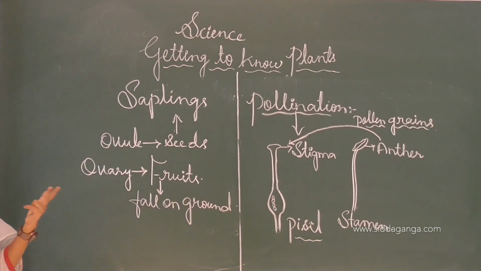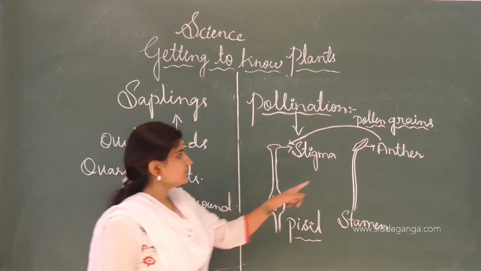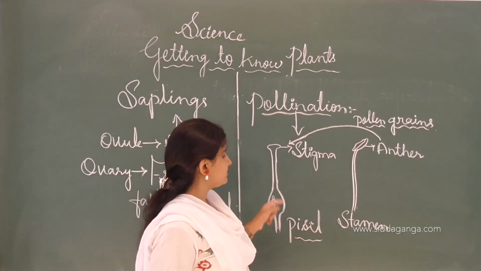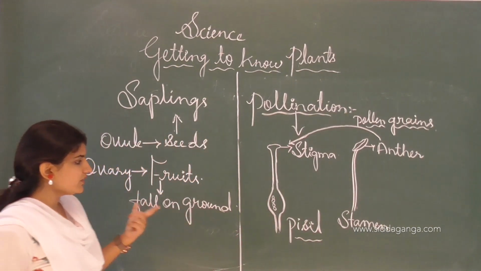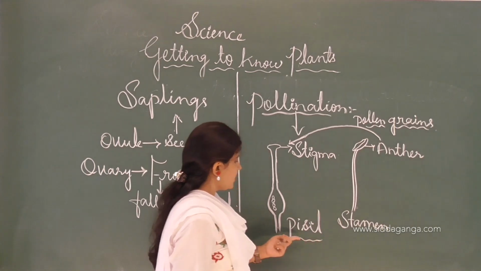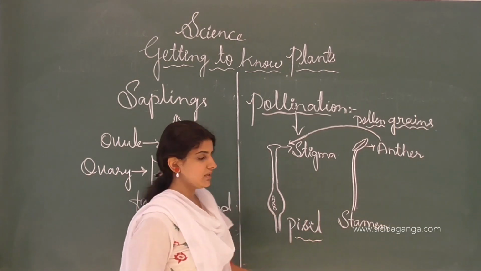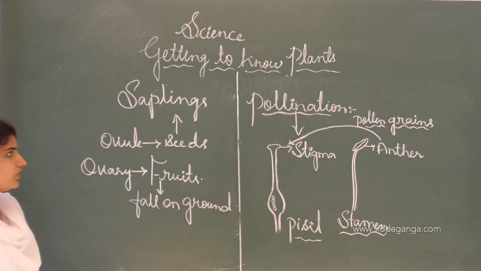See, this is all about the pollination process, where the transfer of pollen grains from anther to the stigma of a flower is called pollination. See, these are the different organs which are involved in the process of reproduction, pistil as well as the stamen. These are all the different organs which are involved in the reproduction.